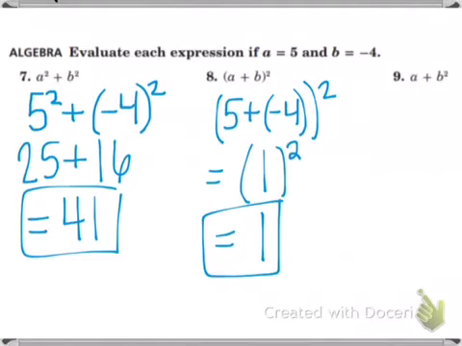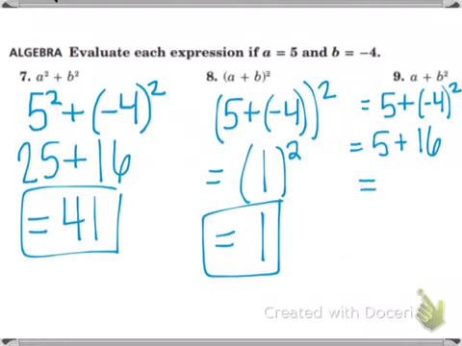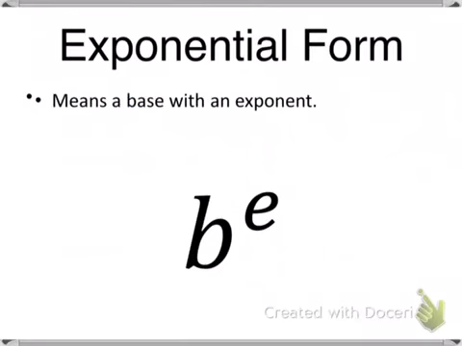And then number 9, we've got a plus b squared. So a was 5 plus b is negative 4, and then I want to square just the b. So nothing happens with my 5, I'm just going to bring it down. Negative 4, I'm going to square that. So negative 4 times negative 4 is positive 16. Now I just have an addition problem. 5 plus 16 gives me 21. So my answer on that one is 21.